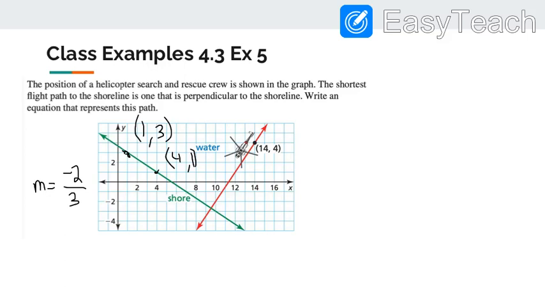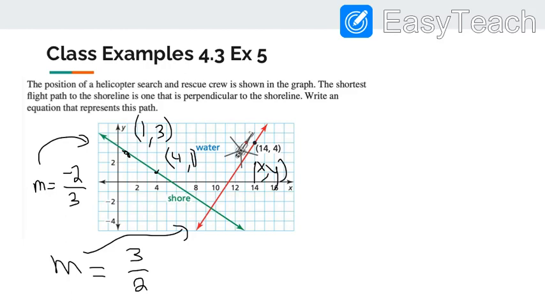If we're going to take the negative reciprocal, our new slope will be positive 3 over 2 because we flip it and we multiply by negative, and negative times negative is positive. So again, this is our original, this is our green one, and this is our slope for our red line. Well, now that we have the slope and we have an x, y point here, we can plug that into our base equation.